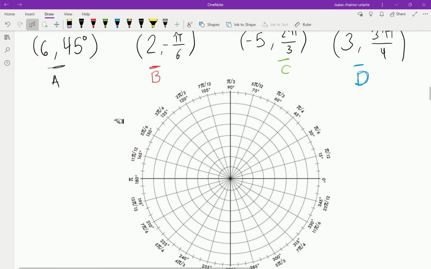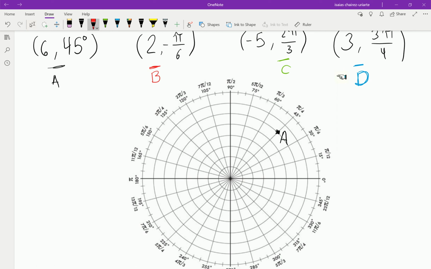The first thing I'm going to do is start at the pole, at the origin. I'm going to go first on my polar axis, which is just the positive x-axis. I'm going to go 6 units on the polar axis: 1, 2, 3, 4, 5, 6. And then I have to rotate 45 degrees in the positive direction, counterclockwise. That puts me right there. So that's my point A. Okay, pause the video, try to plot the other 3 polar points in the plane and label them.